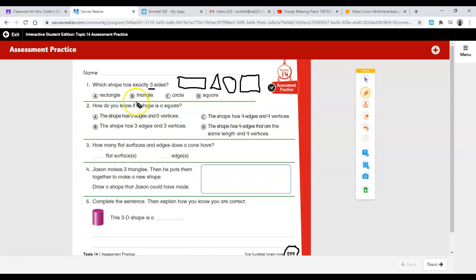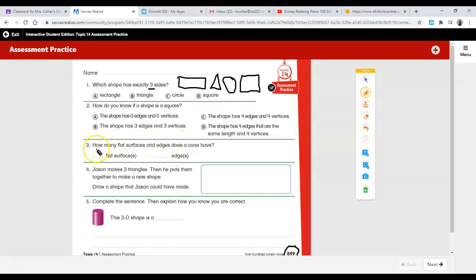Which of those answer choices best describes how we know if a shape is a square? Does a square have 0 edges and 0 vertices? Does a square have 3 edges and 3 vertices? Does a square have 4 edges and 4 vertices? Or does a square have 4 edges that are the same length and 4 vertices? Circle or fill in the answer choice that it is.